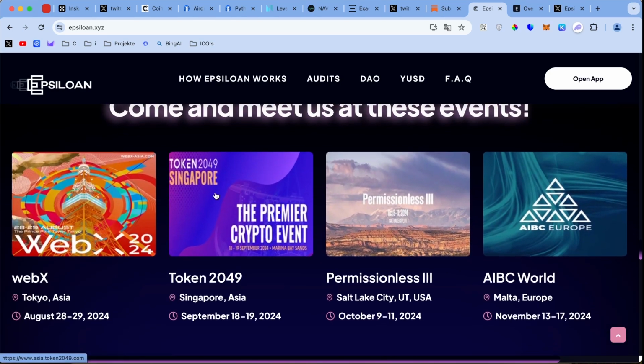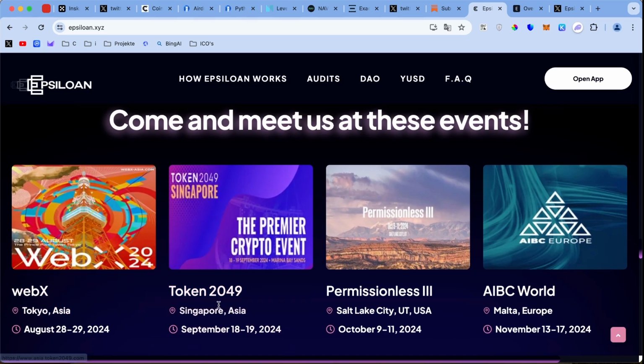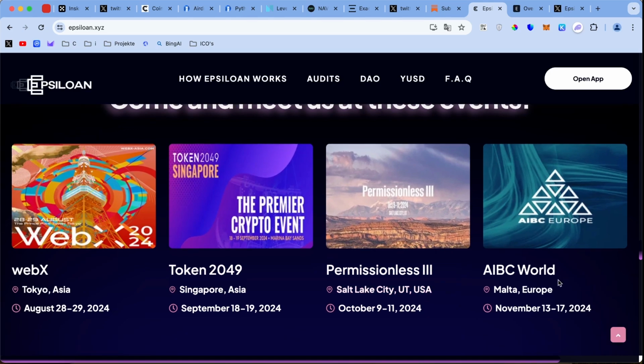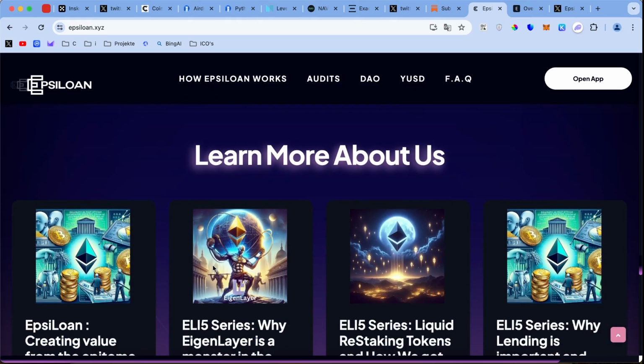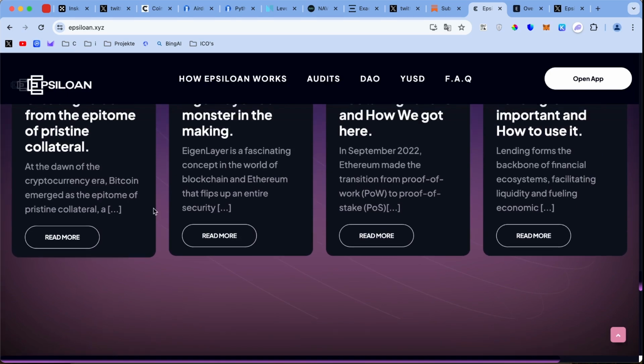And also there are many different events where you can meet them: WebX in Tokyo, Token2049 in Singapore, Permissionless 3 in Salt Lake City, Utah, USA, and AIBC World in Malta in November. So if you want to check this, you can also find them there. And they also have a few nice blog articles.